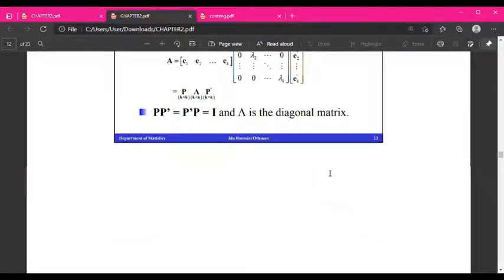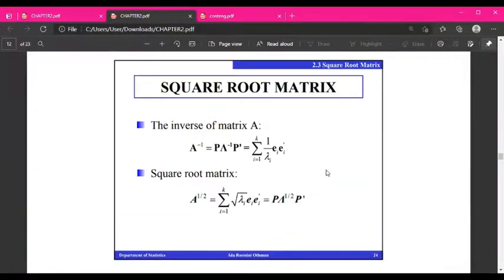Okay, next kita tengok macam mana the properties of the square matrix. Okay, ini belum masuk lagi ke square matrix. Ini adalah inverse of the matrix of A. So untuk dapatkan inverse of matrix A tadi kan P big lambda multiply P transpose. Okay, so untuk dapatkan A inverse, we just inversekan the matrix lambda saja. Inversekan matrix of big lambda sahaja.